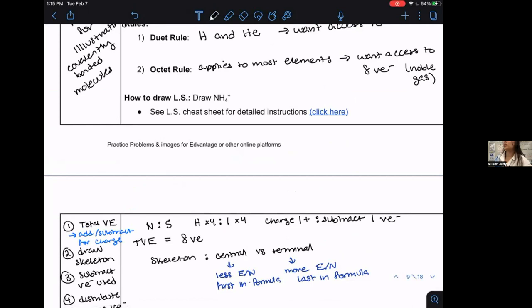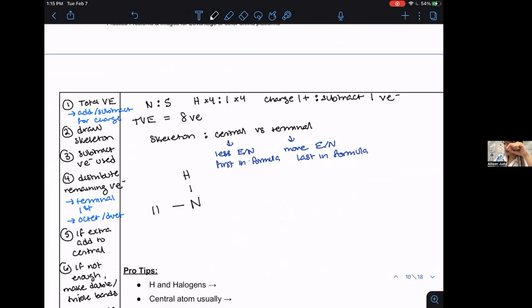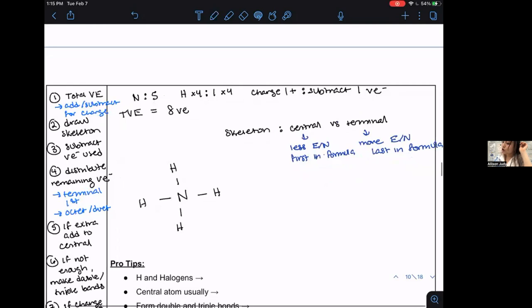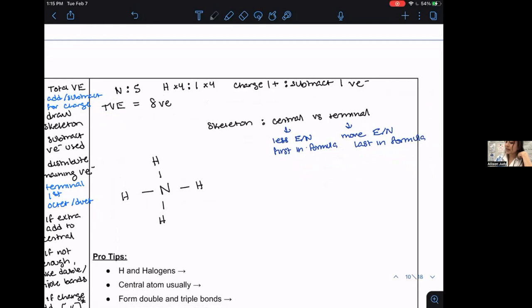So we draw a skeleton. You have to have at least one bond to each of the terminals. That's your bare minimum bonding, one bond. So I have one bond between each terminal and the central atom. Now I need to count up. I've just redistributed some of my food, my potluck, my electrons. How many out of the total did I redistribute? I redistribute 2 times 4 because I have 4 single bonds, 2 electrons for every single bond. So I've used up all 8 of my electrons.